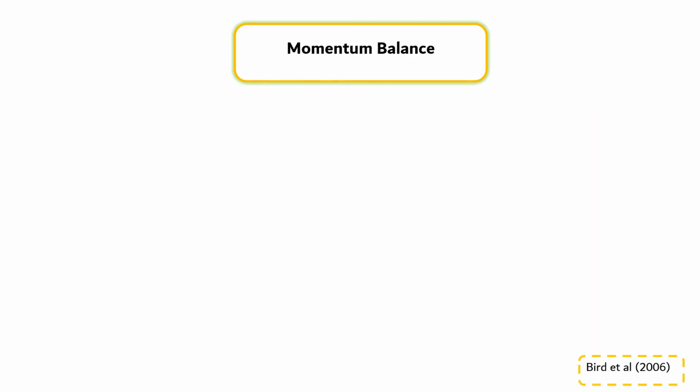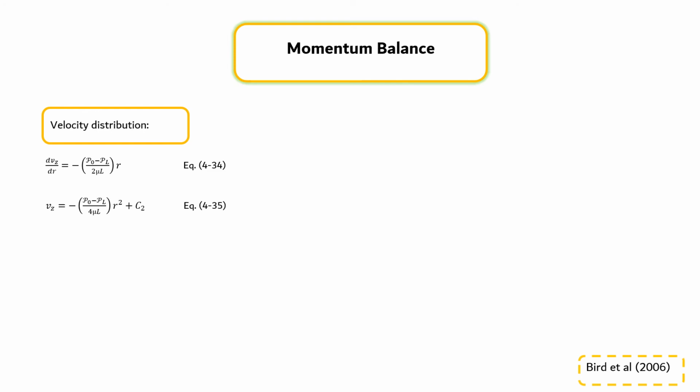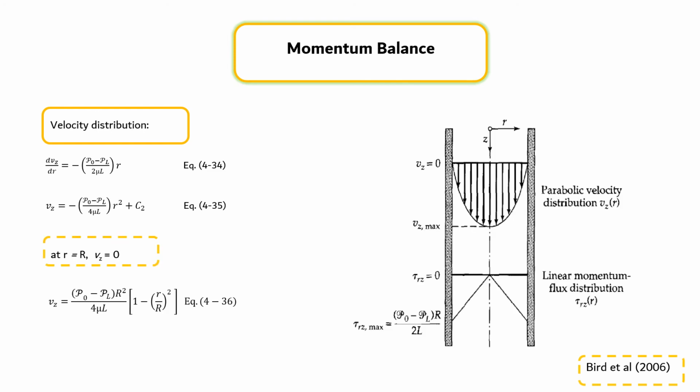Substituting Newton's law of viscosity into the left side of equation 4.2-13 results in equation 4.2-14, which is the differential equation for the velocity distribution. It can be integrated to give equation 4.2-15. The constant of integration is evaluated by using the no-slip boundary condition at the solid surface, and finally the velocity distribution can be determined from equation 4.2-16, and the results are shown in the right figure.